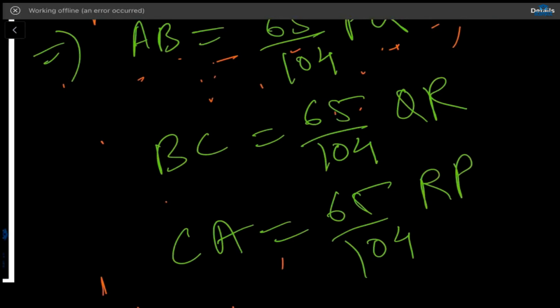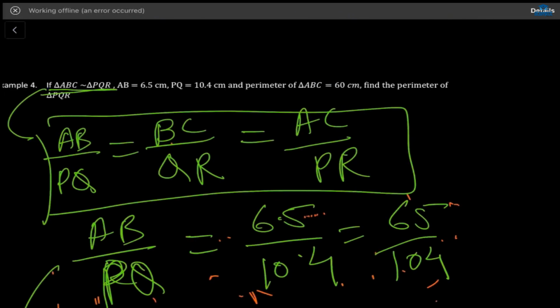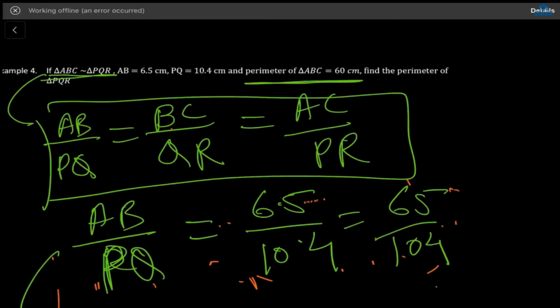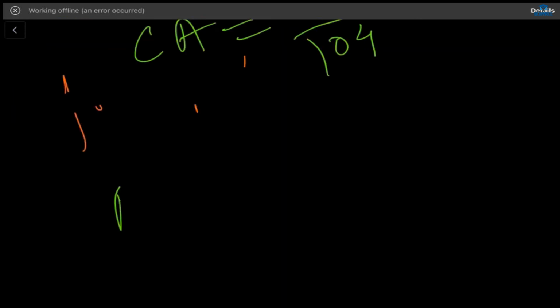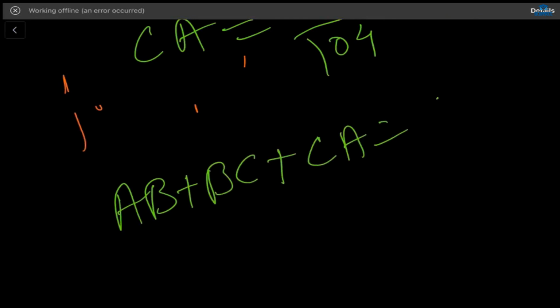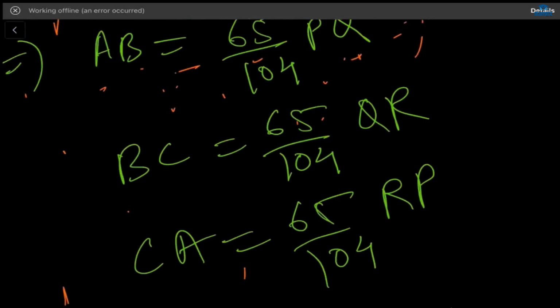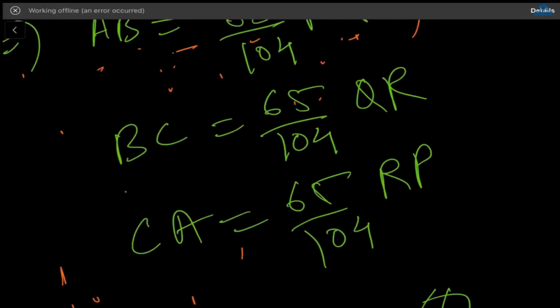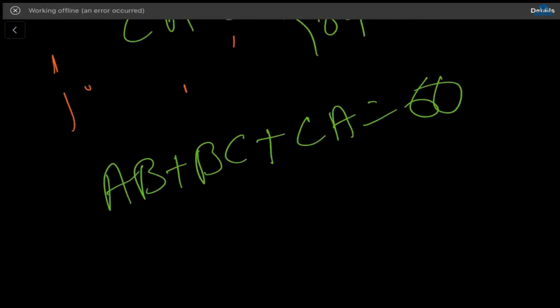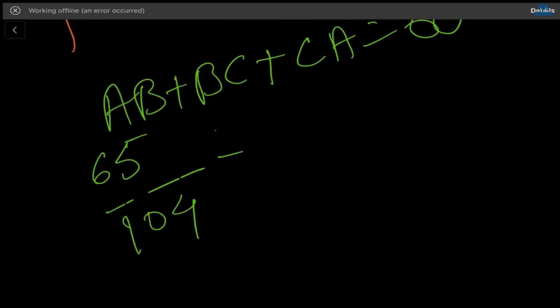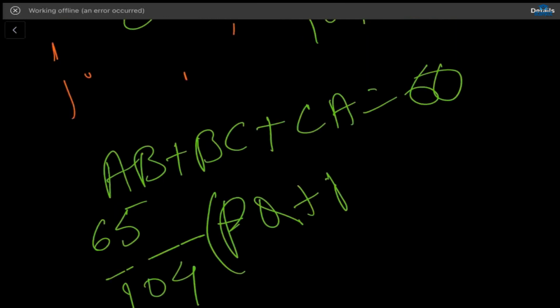Now one more thing is given to you, that the perimeter of triangle ABC is 60 centimeters. What do you mean by perimeter? Perimeter means the addition of all the sides, AB plus BC plus CA is equal to 60. AB is 65 by 104 PQ, BC is 65 by 104 QR, and CA is 65 by 104 RP. So we can take 65 by 104 common: 65 by 104 into the bracket PQ plus QR plus RP is equal to 60.